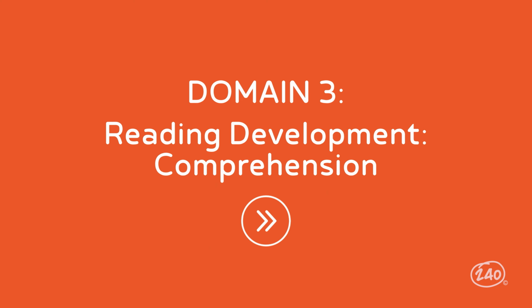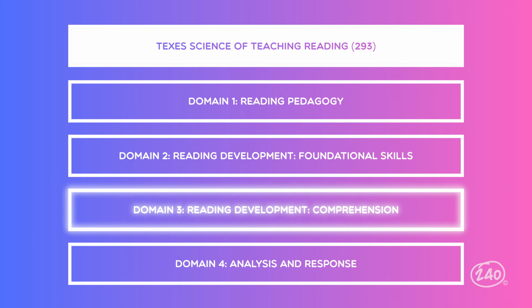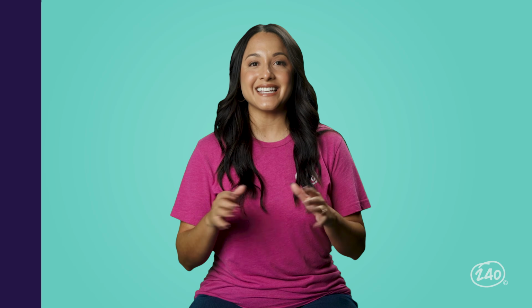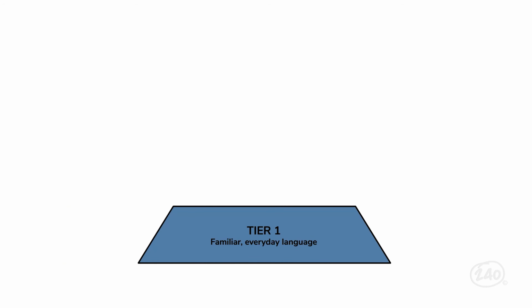The next domain we'll look at is Reading Development Comprehension, which covers vocabulary and comprehension of literary and informational text. Let's get into it. For vocabulary, you'll probably see a question about the 3 tiers of vocabulary words. Tier 1 consists of basic vocabulary, meaning common words that are already familiar to students when they enter school, such as ball, shoe, or stop. These words do not need to be taught in a classroom setting.